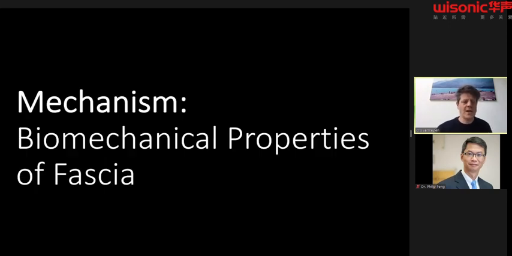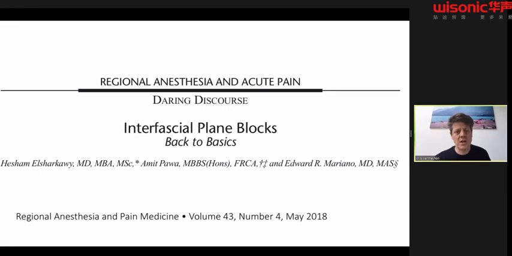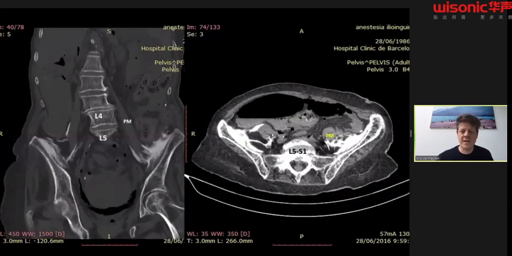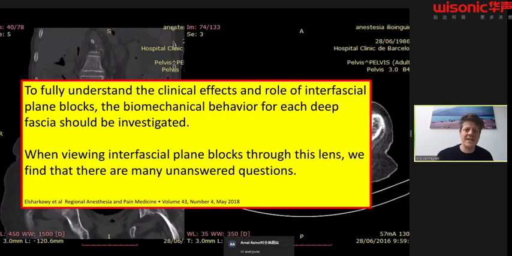Another thing I want to focus on, and it's not only about the technique itself, is that there are a lot of biochemical properties of the fascia we don't know yet, or didn't look for yet. For those who are interested in interfascial plane blocks, this is a very nice article by Elsharkawy, Amit Pawa, and Mariano, who are very good researchers as well. This article handles the basics of interfascial plane blocks. And one of the things they discuss is the biodynamics. To fully understand the clinical effect of an interfascial plane block, biodynamic behavior is very important.